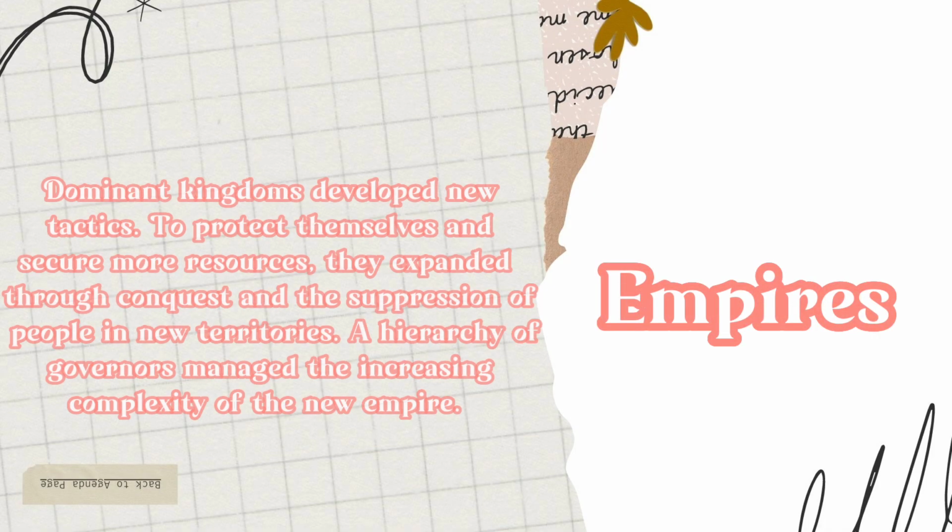Empires. Dominant kingdoms developed new tactics to protect themselves and secure more resources. They expanded through conquest and the suppression of people in new territories. A hierarchy of governors managed the increasing complexity of the new empire.